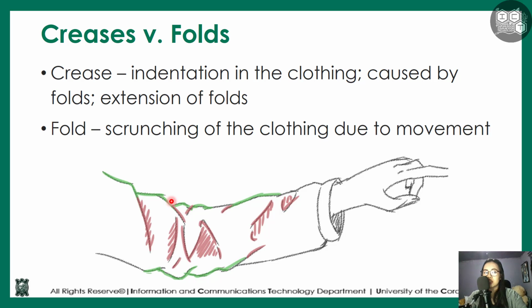So a crease is essentially the indentation in the clothing. Usually they are either an extension of the fold, or, as stated earlier, an indentation within the space of the clothing. So anything in red that you can see right here is an example of a crease. The fold, on the other hand, is defined as the scrunching of the clothing due to movement. So the fold is essentially evidence of tension. If there is tension, usually that is exhibited by the fold. So anything that's green right here is an example of a fold.